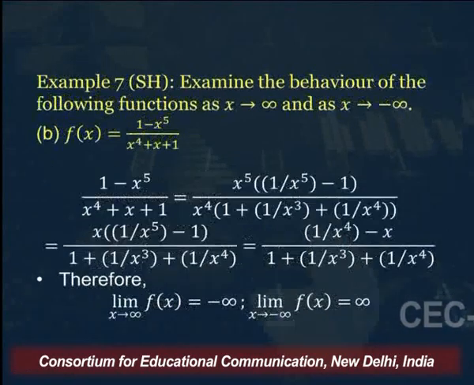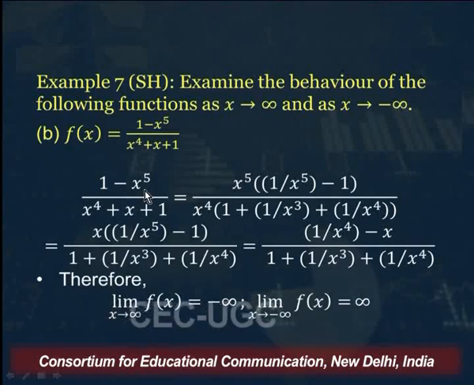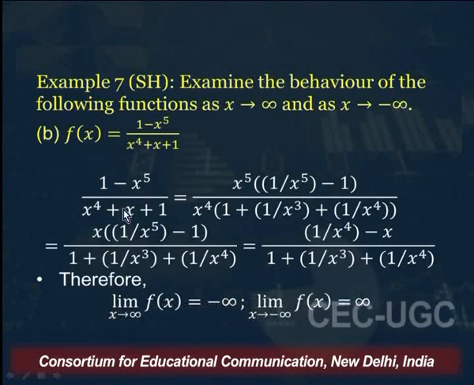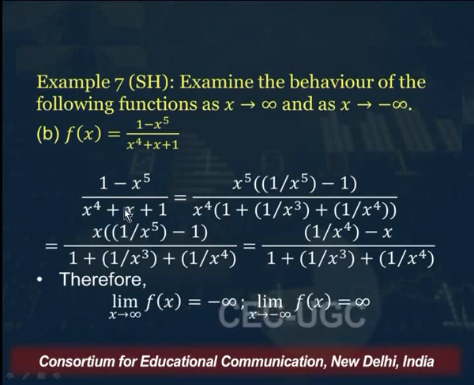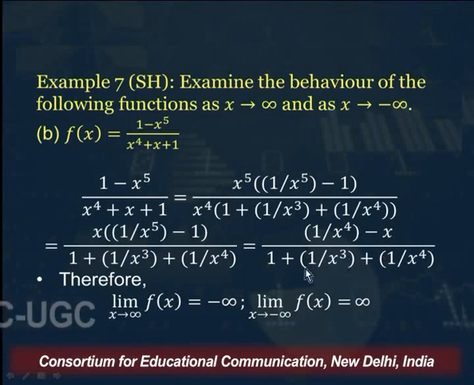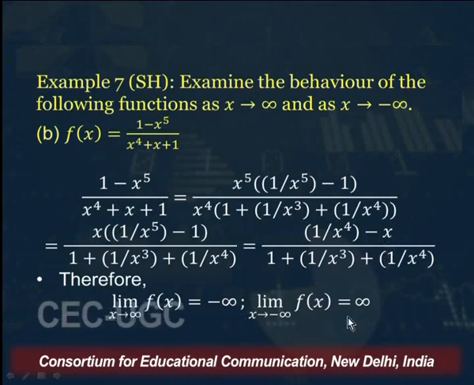Right? So let's see how we can analyze things mathematically. Here again the strategy is that you divide both numerator and denominator by the highest power of the denominator, which is 4 here. Once you do that, you get 1 by x to the 4 minus x divided by 1 plus 1 by x cubed plus 1 by x to the 4, and once you apply the limit, again you're going to get minus x, which gives you the same result as we just got intuitively. So this is what I have for you for limits at infinity.